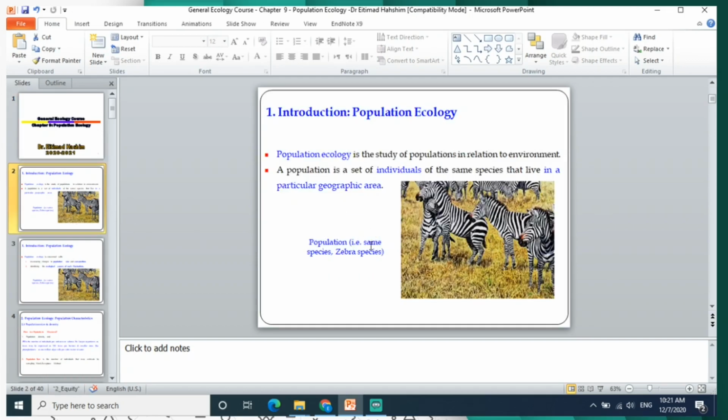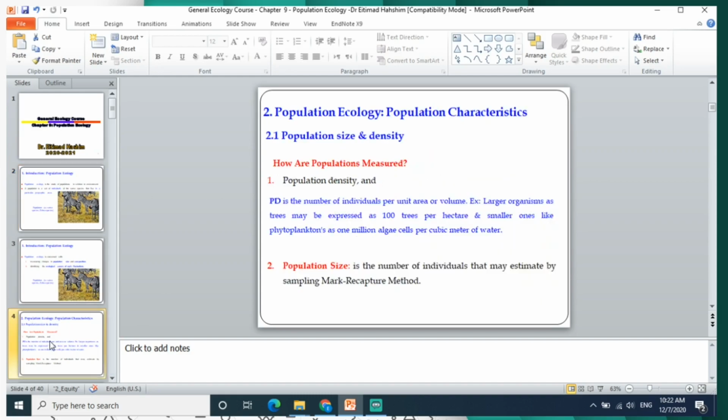Population ecology is the study of populations in relation to the environment. A population is a set of individuals of the same species, like the zebras here, that live in a particular geographic area. How are populations measured?